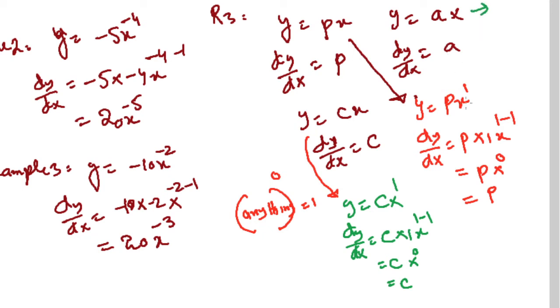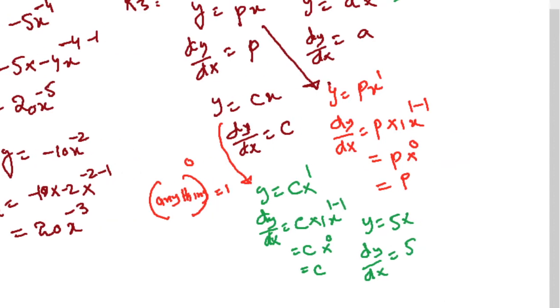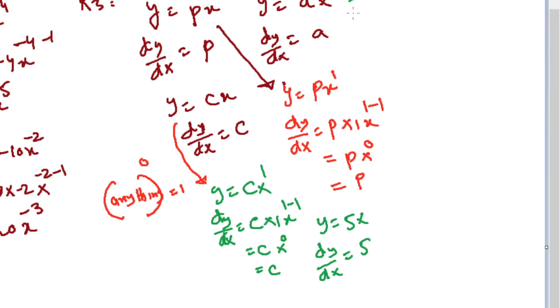So in simple terms, we don't need to do all these steps in every question. If we have y is equal to 5x, what will the derivative be? The derivative will be just the number 5. So these three rules are different cases which we can see in questions: case 1, case 2, case 3.